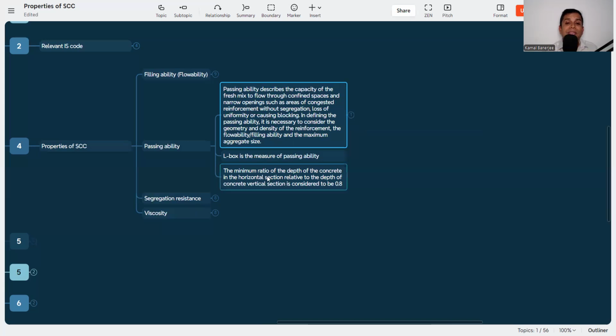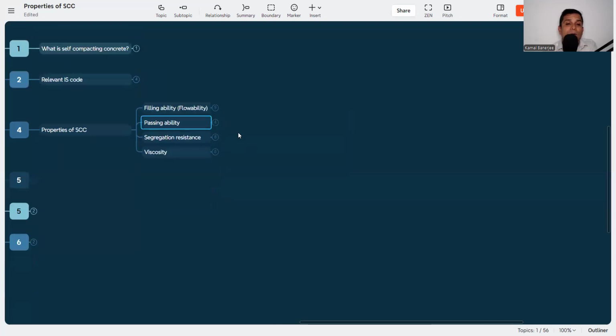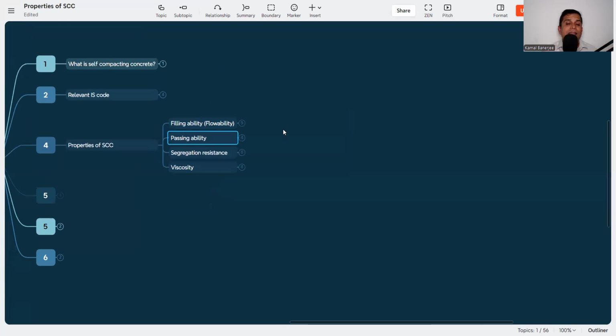Next is the minimum ratio of the depth of the concrete in the horizontal section relative to the depth of the concrete in the vertical section, which should be 0.8. So whenever we are performing the L box test, the minimum ratio should be 0.8 to determine whether this concrete will flow through the reinforcement or the congested place. That L box test has to be determined and the minimum ratio should be 0.8. The next is the segregation. Now I have already determined the concrete should be flowable, and should be passing through the reinforcement or the congested place. Now we need to know that there should be segregation resistance.